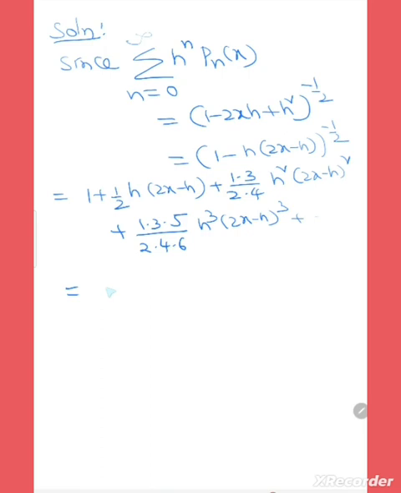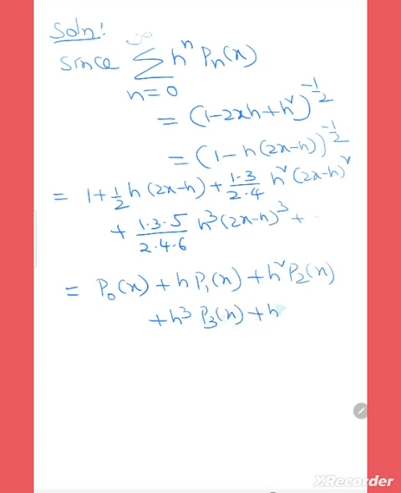So this is equal to P0(x) + h P1(x) + h² P2(x) + h³ P3(x) + h⁴ P4(x) and so on. This expansion gives P0(x). So comparing the constant values and h coefficients, we will get the values.